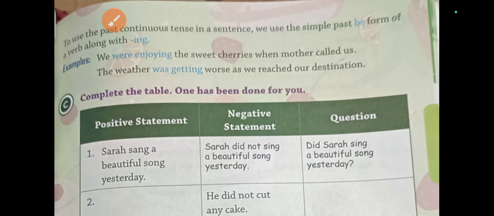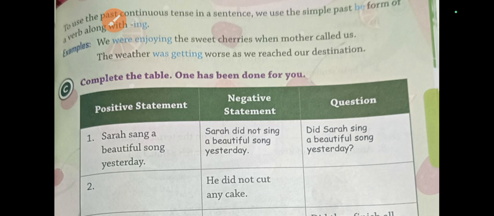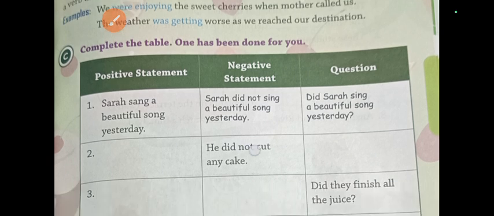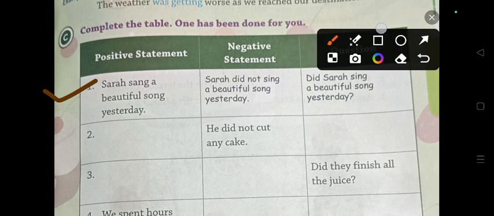Now look at these examples. To use the past continuous tense in a sentence, we use the simple past, the be form, and the ing form. So we were enjoying the sweet cherries when mother called us. So here the table is given. In the first statement you can see it is fully solved, in positive, negative and question. So let's solve the other exercises.